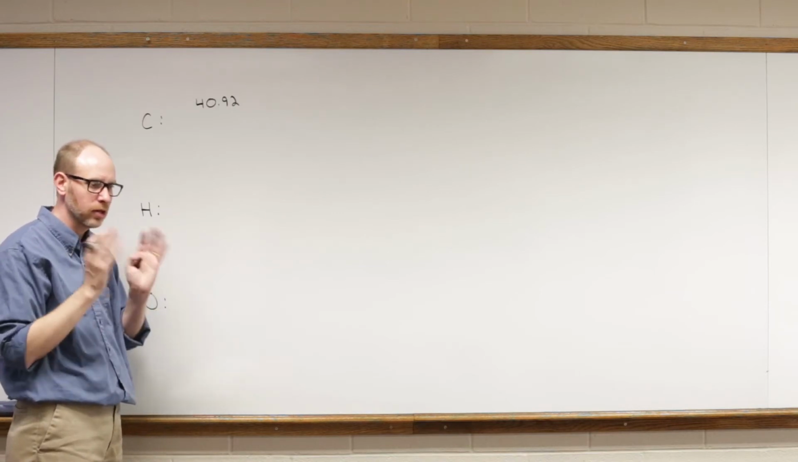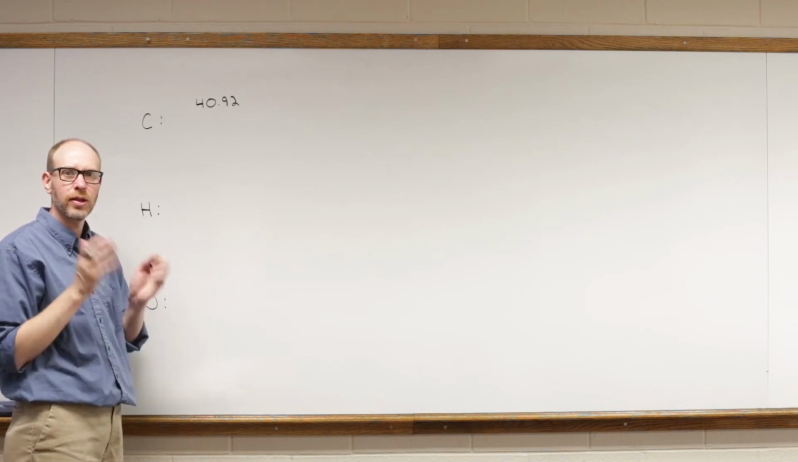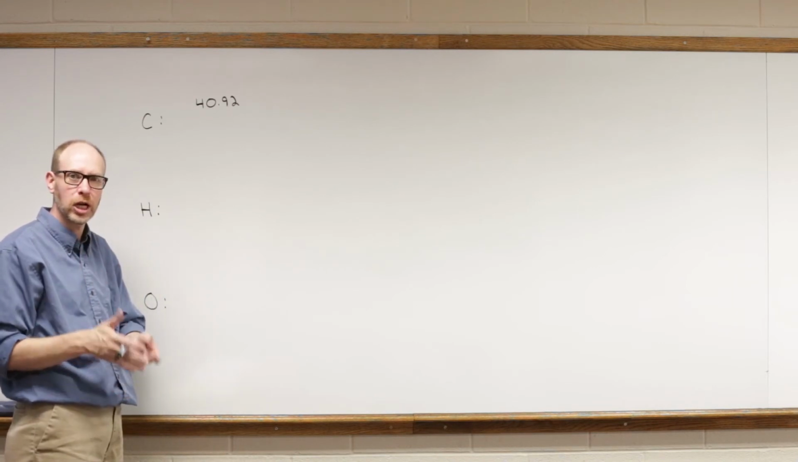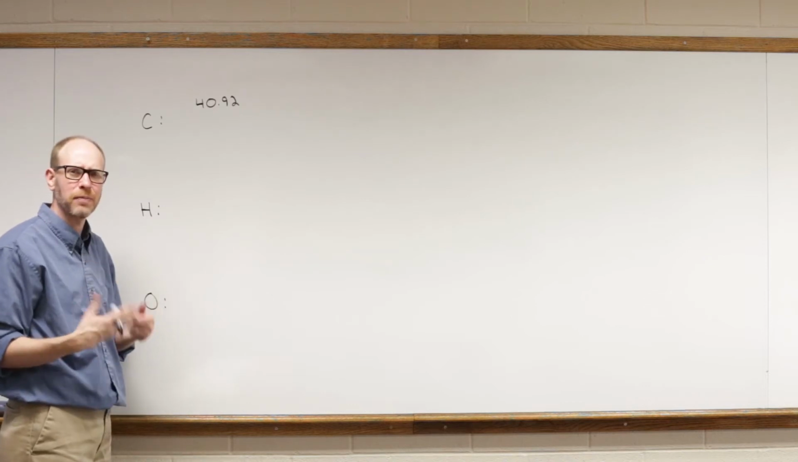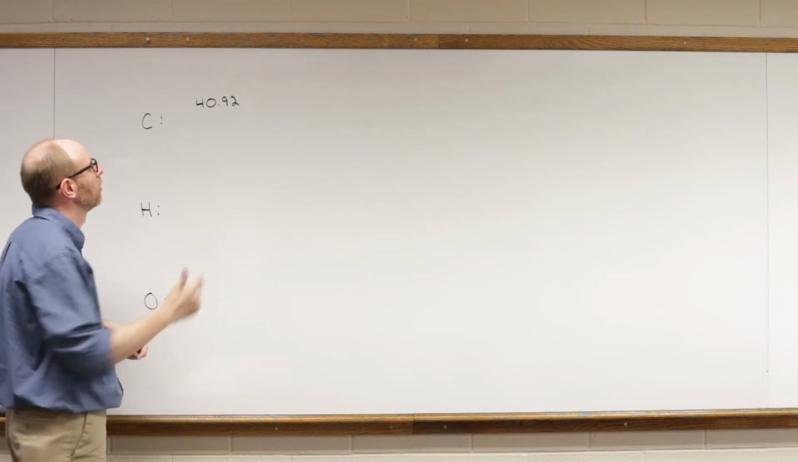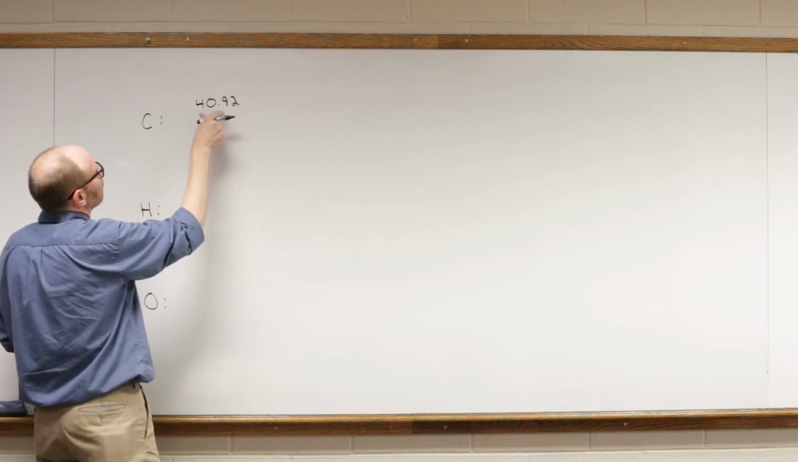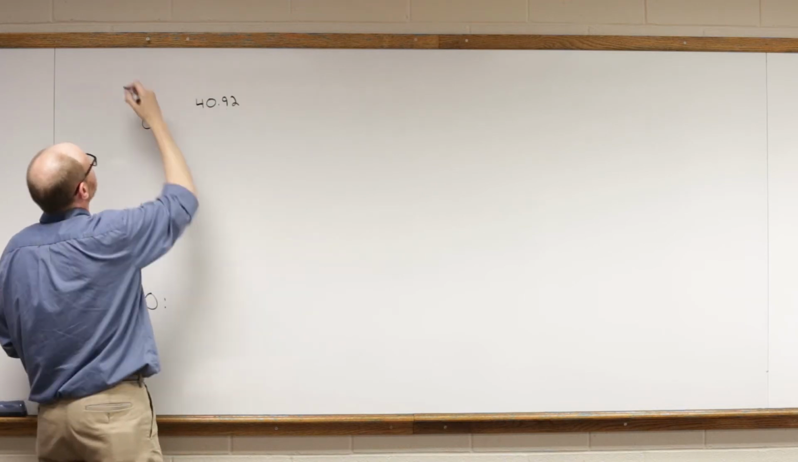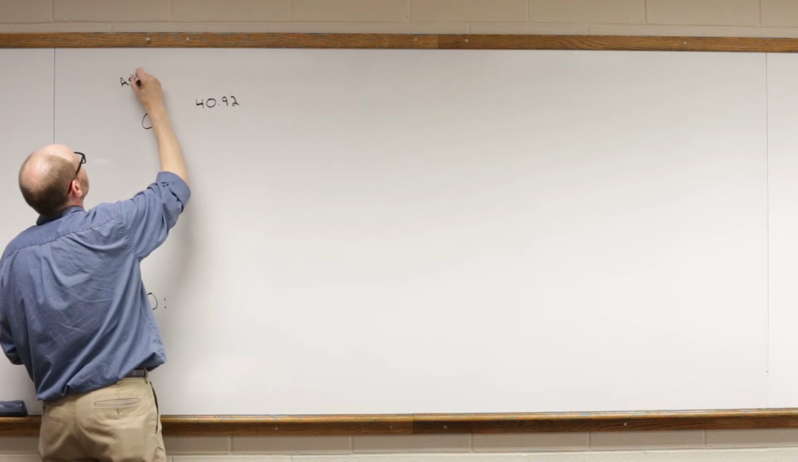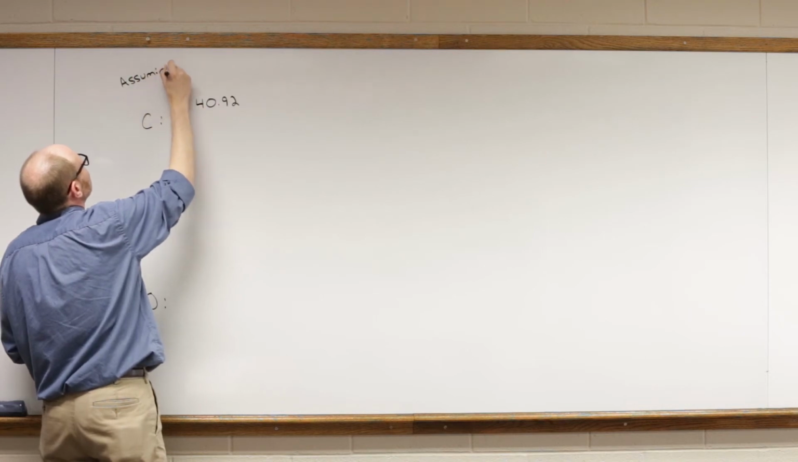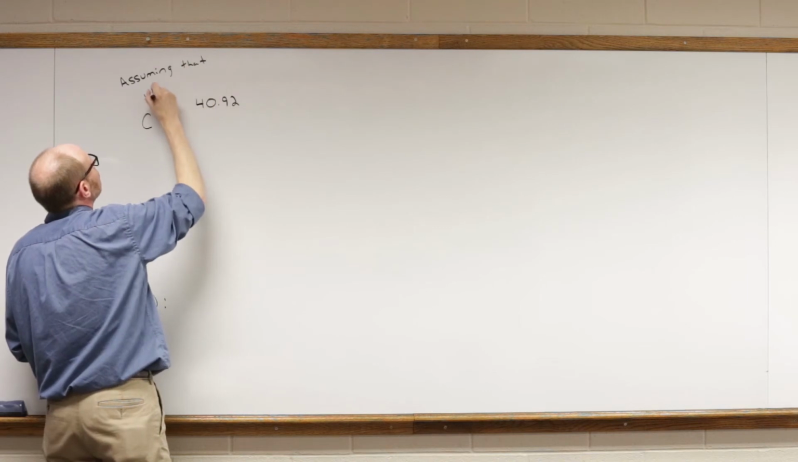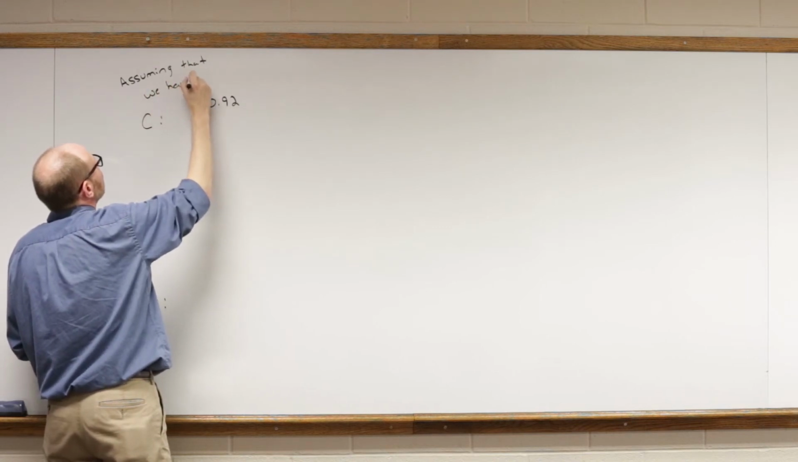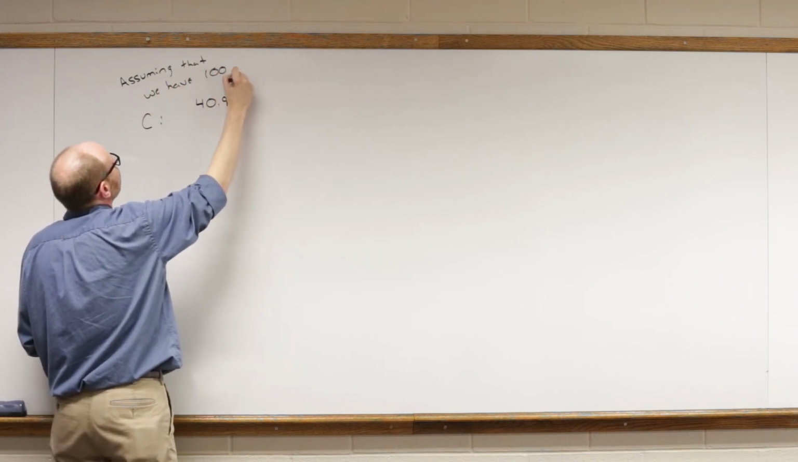If we want the simplest whole number molar ratio of atoms in a compound, we want to work with grams and moles. We don't want to work with percent. So we need to convert that percent into grams somehow, and we're going to do that by making the assumption that we have 100 grams total.